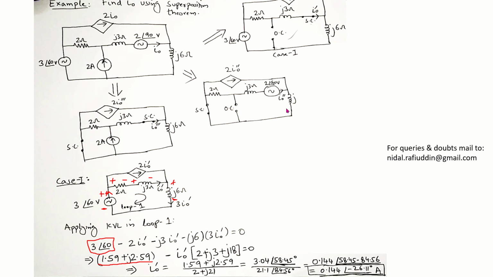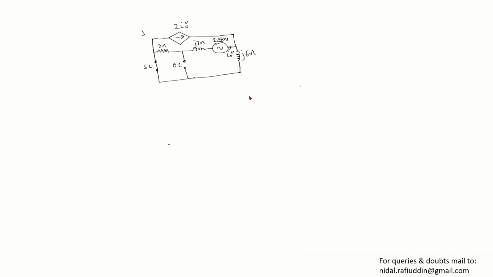Now let us consider case 2. We redraw the figure again and simplify it. We assume the current that flows through this branch is I naught double dash. So this becomes 2 I naught double dash, and this is an open circuit, so we remove this branch. What we are left with is this particular circuit, and we apply KVL to loop 1.